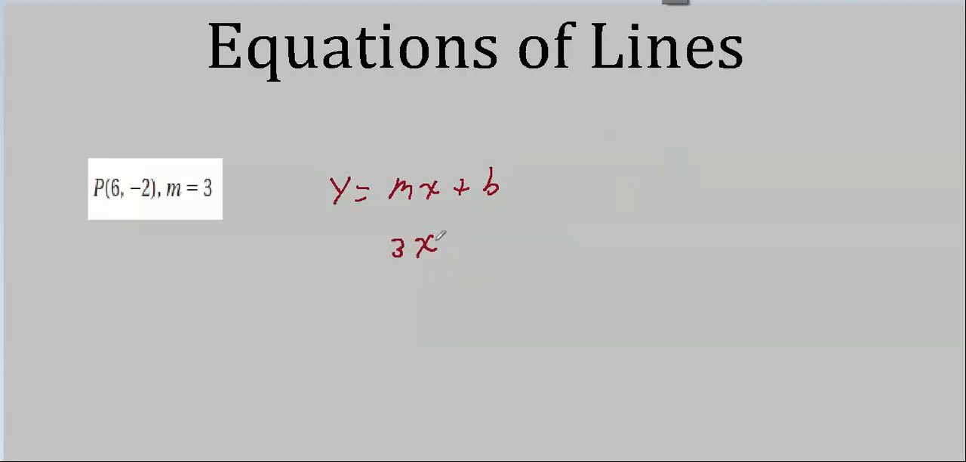We know the slope is 3. Now we're going to start plugging things in to find b. Just set it right up here. What is y? We know it's minus 2 for one point on the line. And that is the point where x equals 6. So we have 3 times 6. 3 is our slope. Plus b.